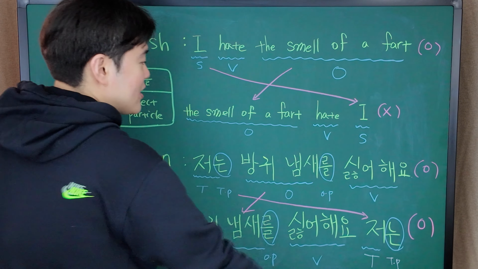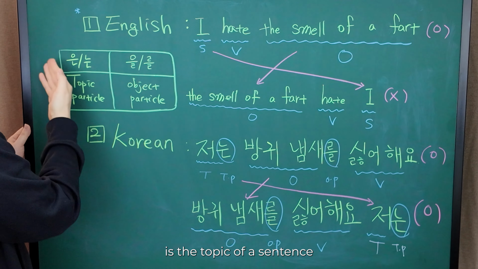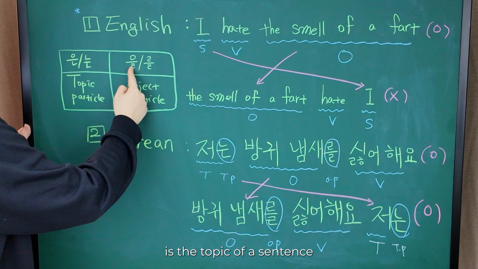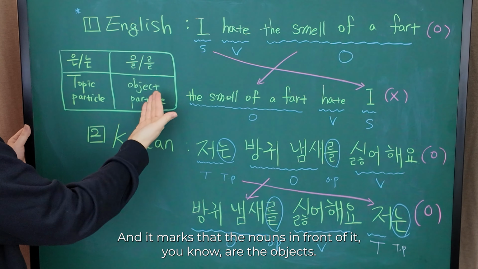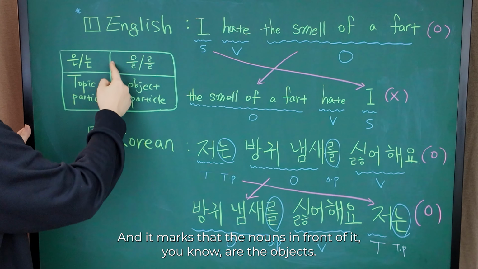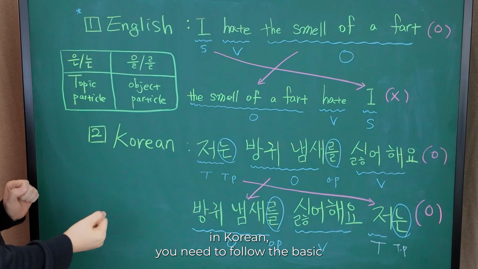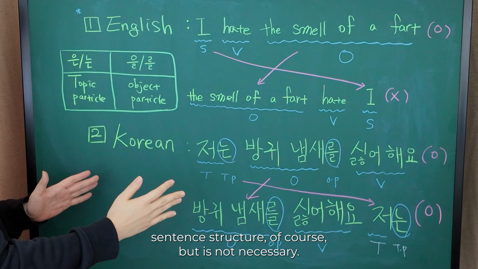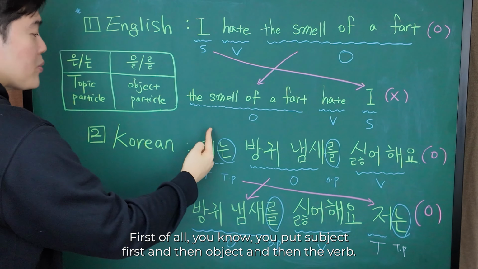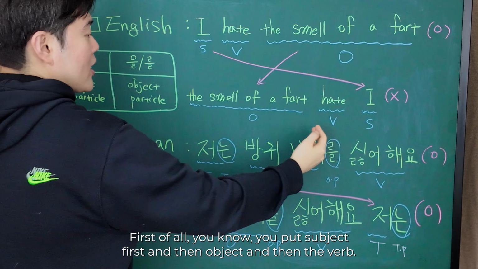When you speak Korean, you can use those particles. 은 and 는 are topic particles that mark that the noun in front of them is the topic of a sentence. And 을 and 를 are the object particles, and they mark that the nouns in front of them are the objects. So in Korean, you need to follow the basic sentence structure, of course, but it's not strictly necessary. First of all, you put the subject first, and then the object, and then the verb.